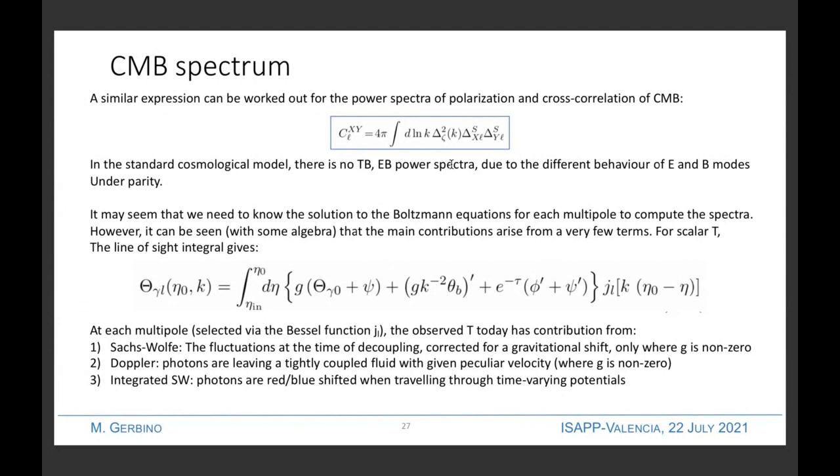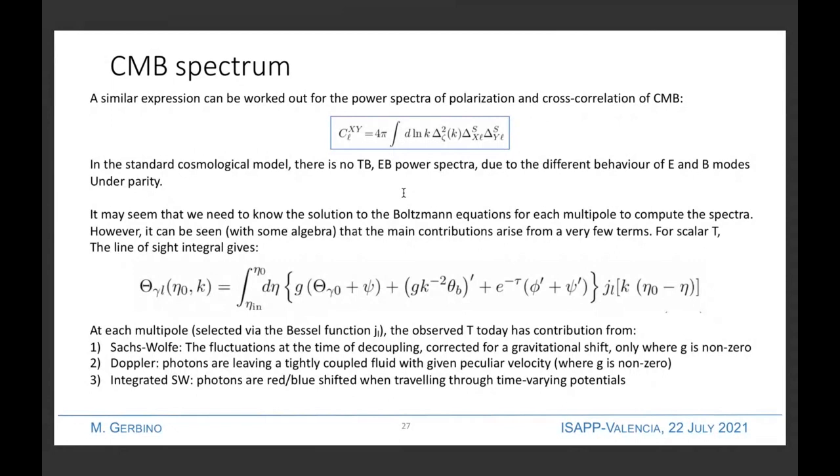And this delta x and y are the transfer function for the fields x and y, where x and y can be either the temperature or total intensity field, the E mode field or the B mode field. An important prediction of the standard cosmological model is that the power spectrum of TB and EB, so the cross-correlation of the intensity field with the B modes and the cross-correlation of the E modes with the B modes, are vanishing in the standard cosmological model because of parity considerations. Basically, B, T and E have different properties under parity, and in order to preserve parity according to the standard cosmological model, the only way is to let these cross correlations be vanishing.